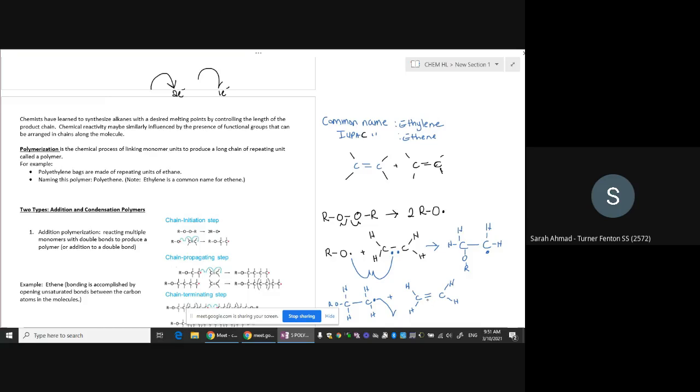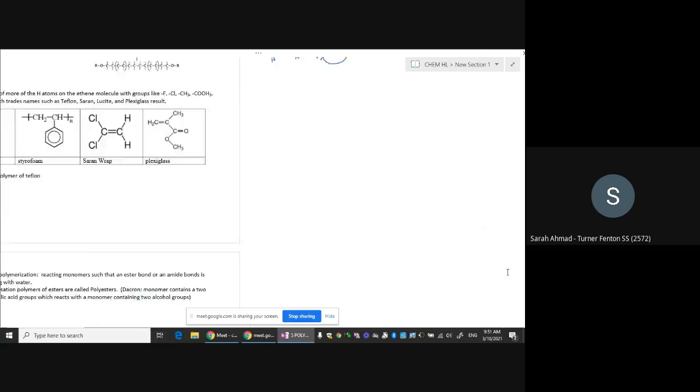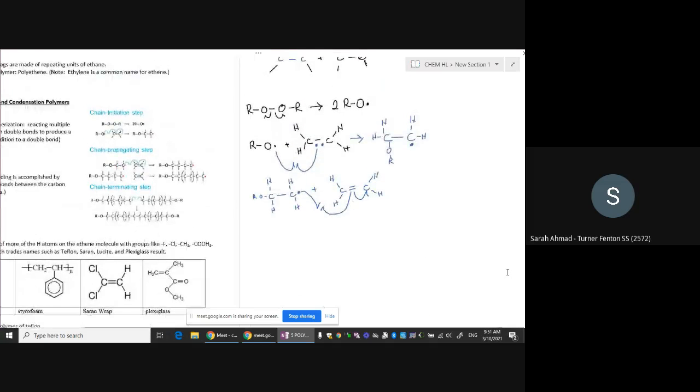So this electron will go with one of these electrons and make a bond, which means it's going to hook up to this carbon here. And then here is the second electron going into the carbon on the right side. I'm just going to move this over and up so I have more room.